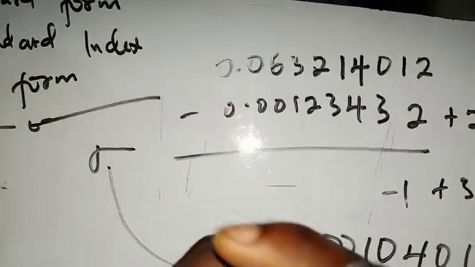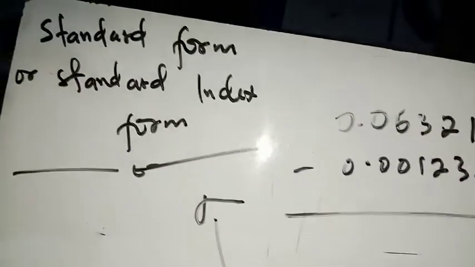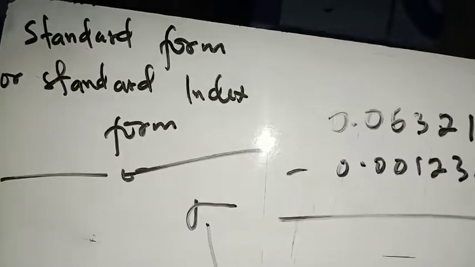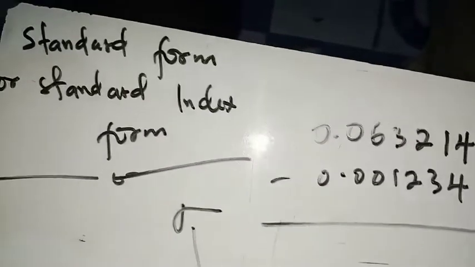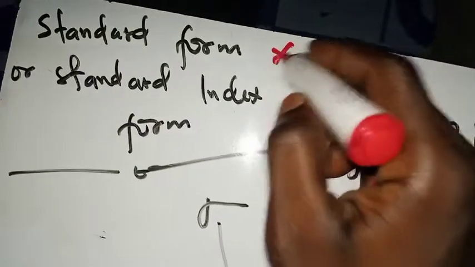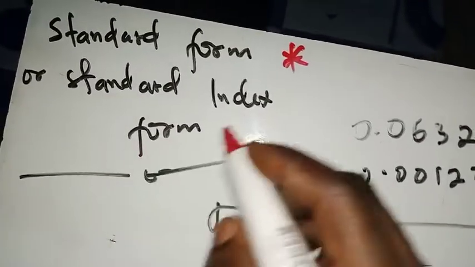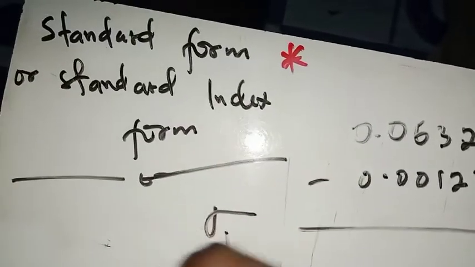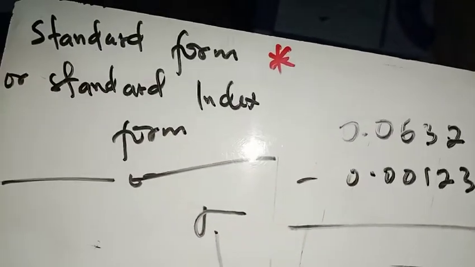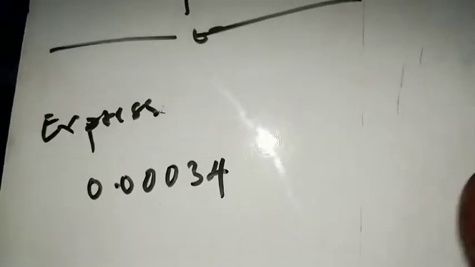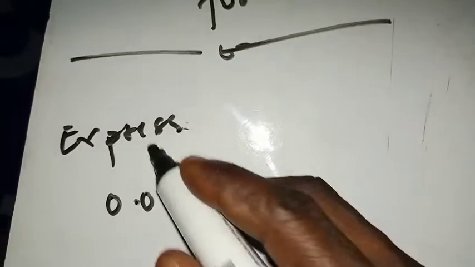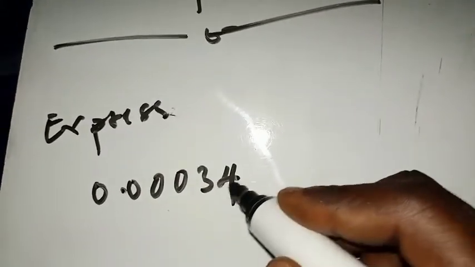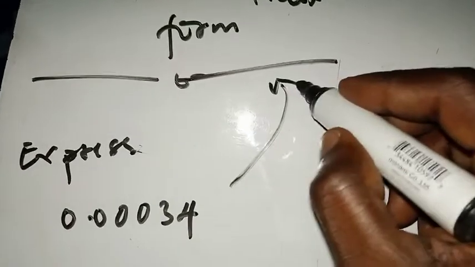So the case here is that if you have a very large or small number, I can easily rewrite that number in what we call a standard form, or maybe a standard index form, so that the calculations will be easy. That is where the standard form comes in. So let's have a look at this example. Here's the question that says express 0.0034 in standard form.